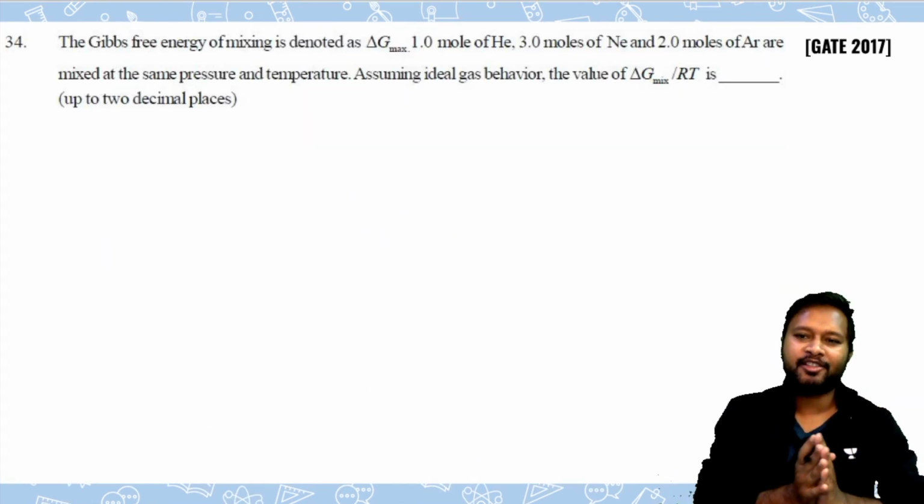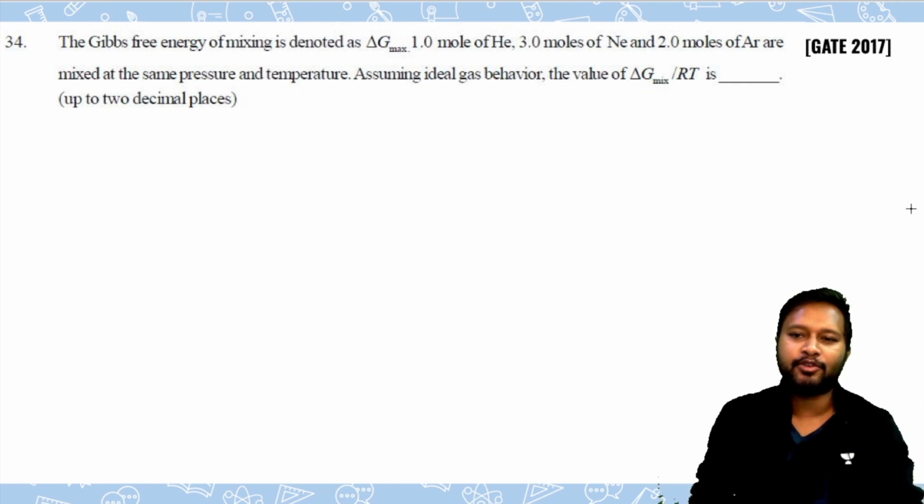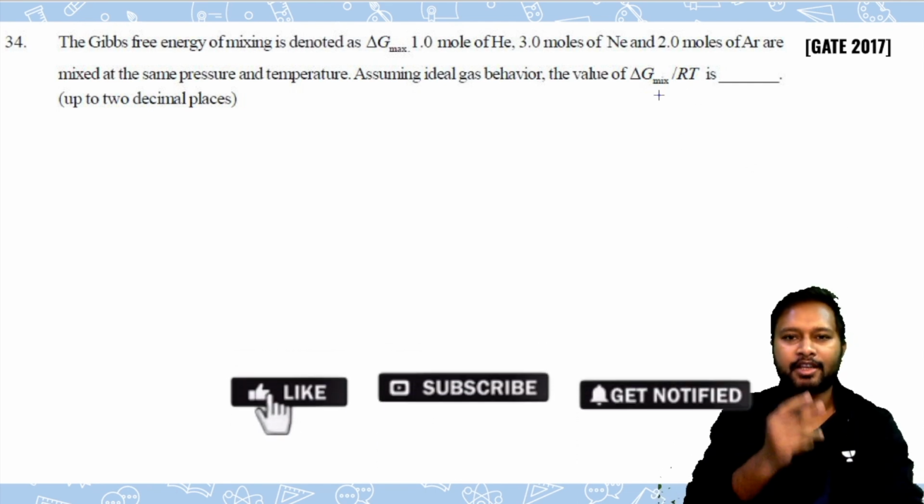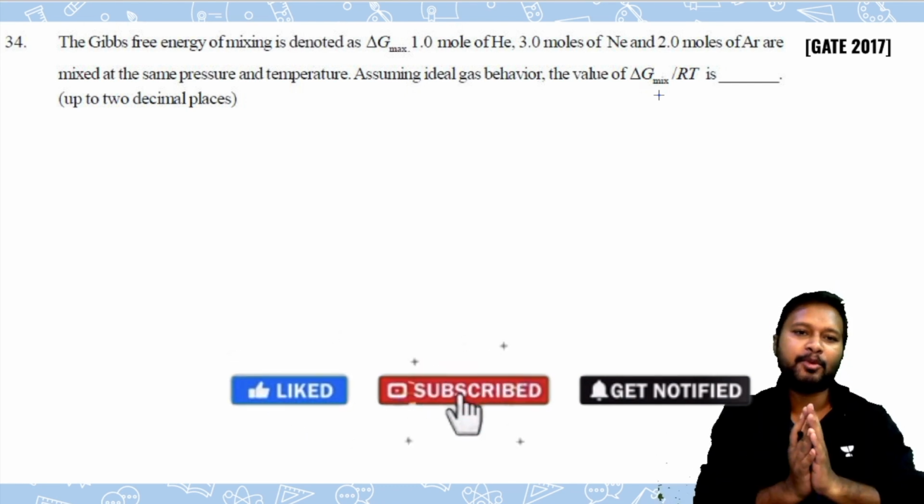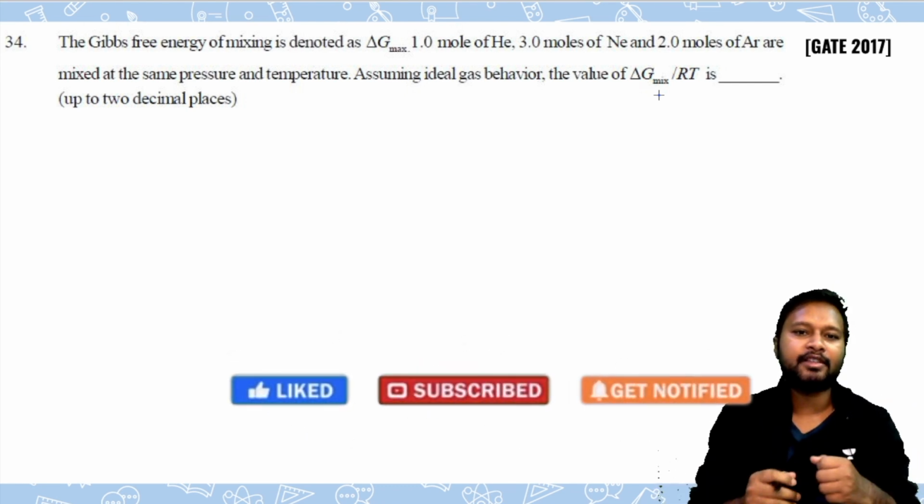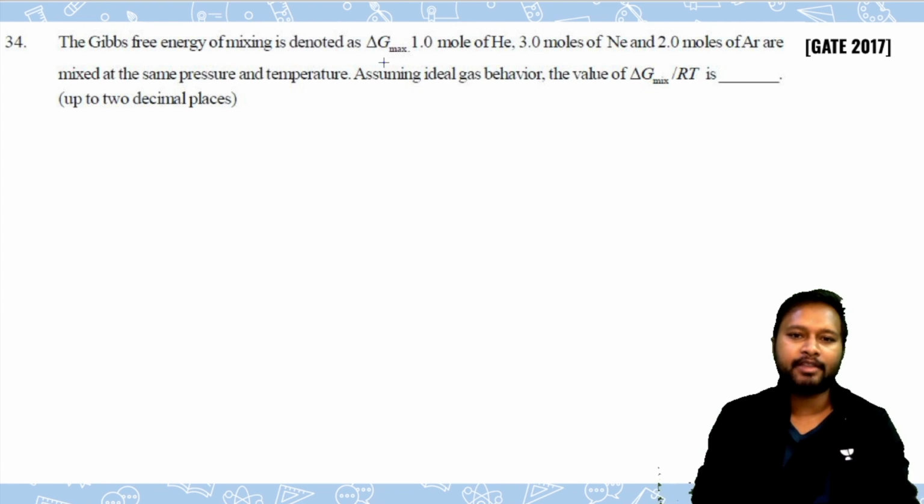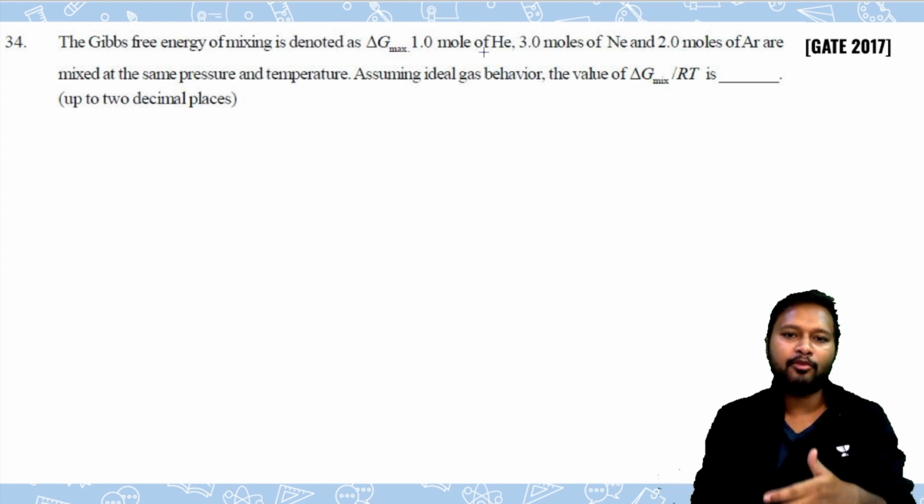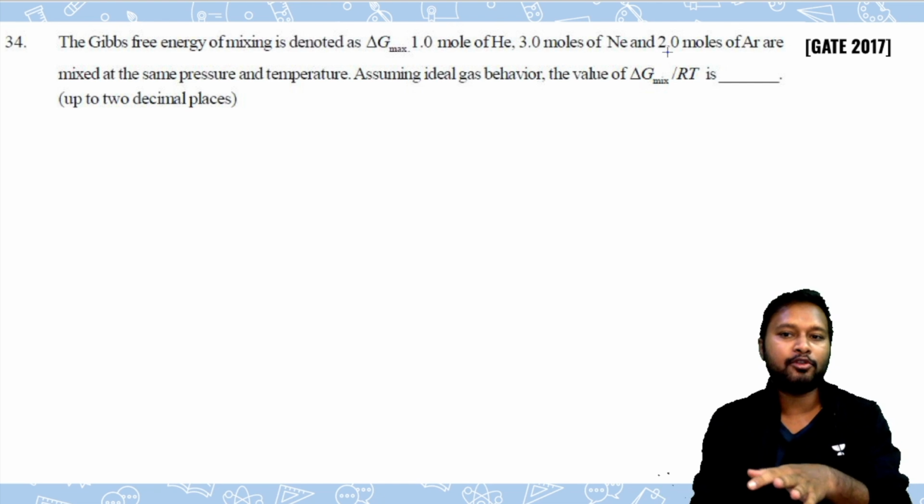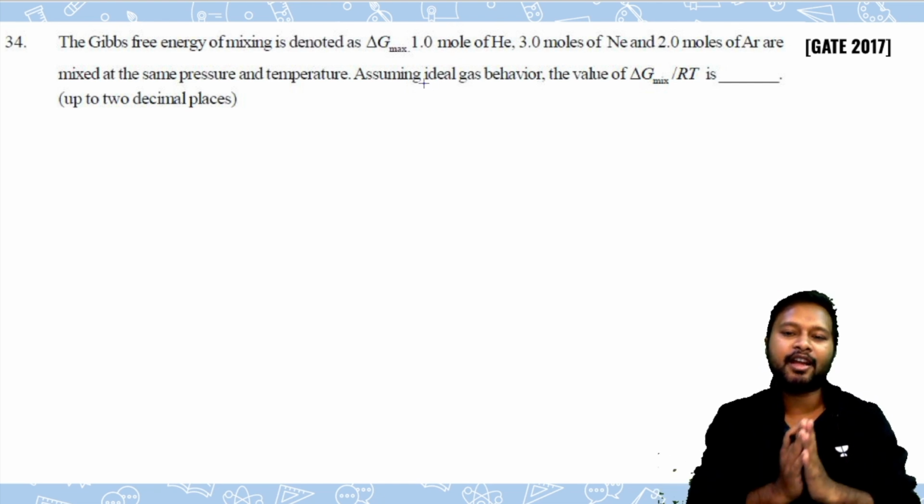Alright, let's talk about this particular question here. It was asked in the GATE 2017 exam, and this was asked for 2 marks. Again, this is from the mixing part. It says Gibbs free energy of mixing is denoted as delta G mix. 1 mole of helium, 3 moles of neon and 2 moles of argon are mixed at the same pressure and temperature, assuming ideal gas behavior. They are asking for the delta G mixing upon RT value.